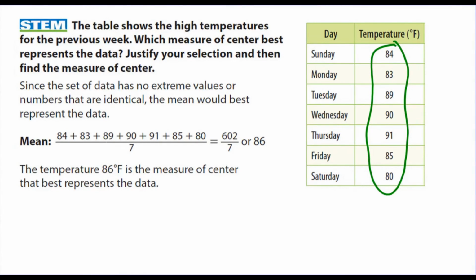And then you can see from the calculation here that they went ahead and calculated that and got 86 degrees. So the temperature 86 degrees Fahrenheit is the measure of center that best represents the data. So the typical temperature that week was about 86 degrees.